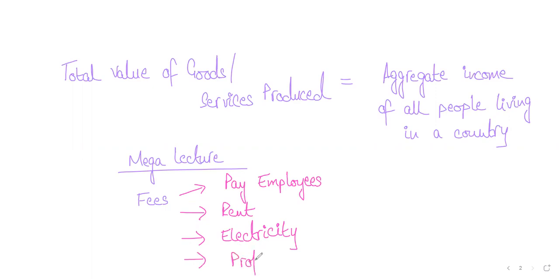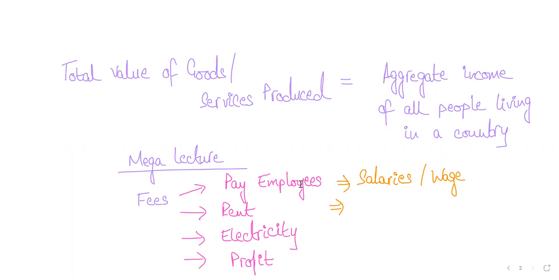Now, students, you have to listen to this very carefully. When we pay employees, it becomes salaries or wages. This is income for whom? Salaries and wages are income for teachers. Do you agree with me? Or the workers? Do you agree with me?